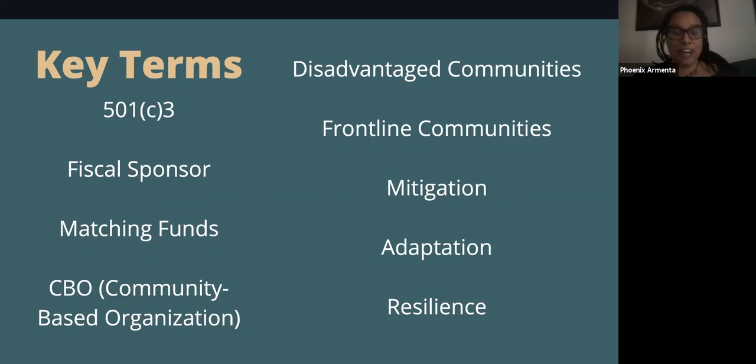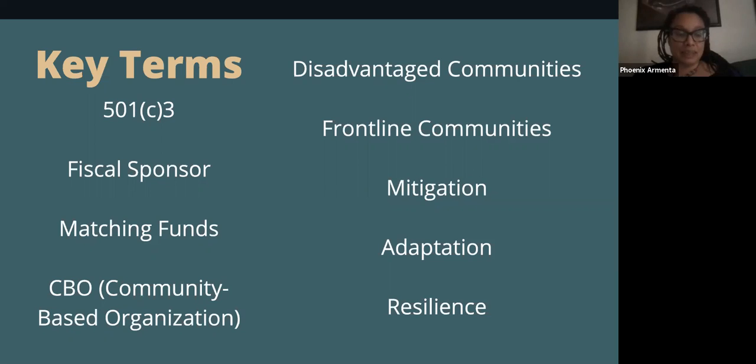If you have a fiscal sponsor, then you are a fiscally sponsored organization. And that's key to know when you're writing grants, because some agencies will give money to fiscally sponsored organizations and some will not. And if you are a fiscally sponsored organization, you want to make sure you know, before you apply for a grant, whether or not they'll accept you.